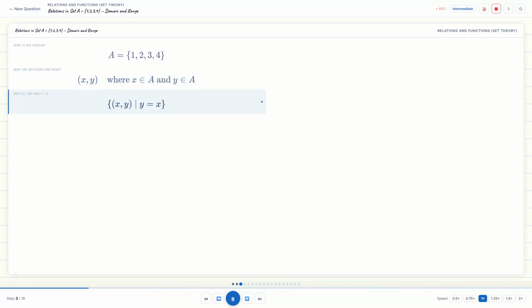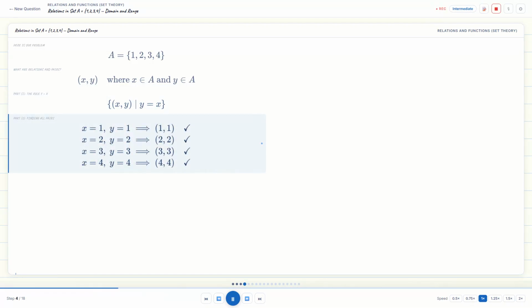The domain is all the first numbers and the range is all the second numbers. In part 1, the rule says y must be the same as x, so we need pairs where both numbers are the same. Let's try each number. When x is 1, y is also 1. When x is 2, y is also 2. Same for 3 and 4. Every number gets paired with itself.